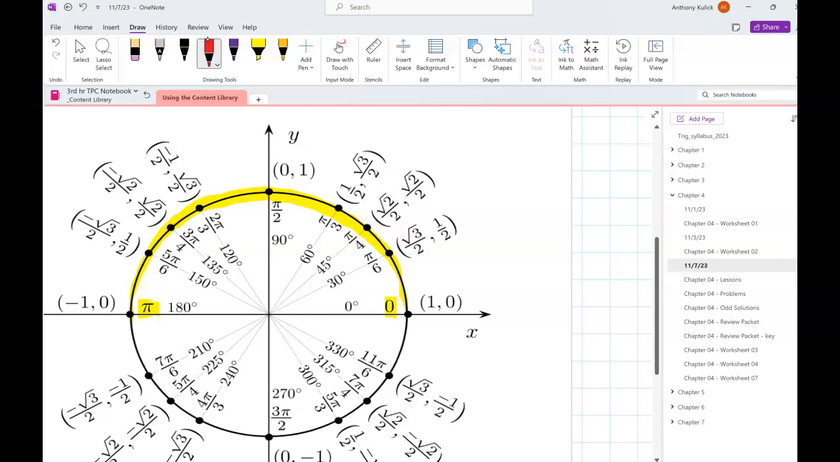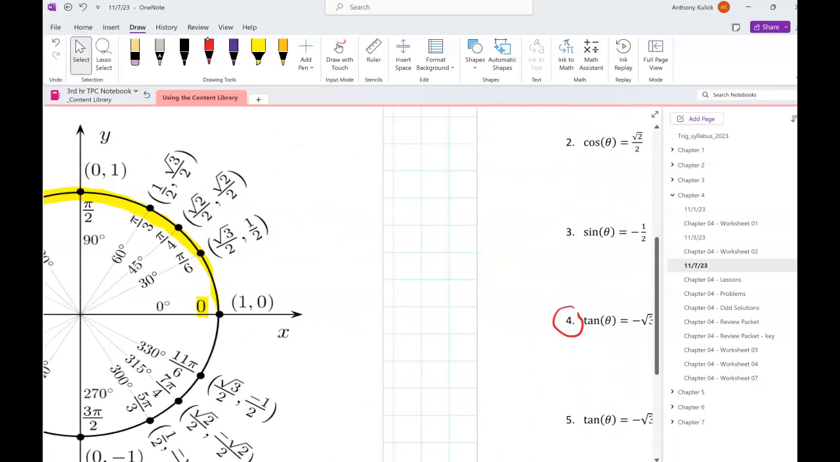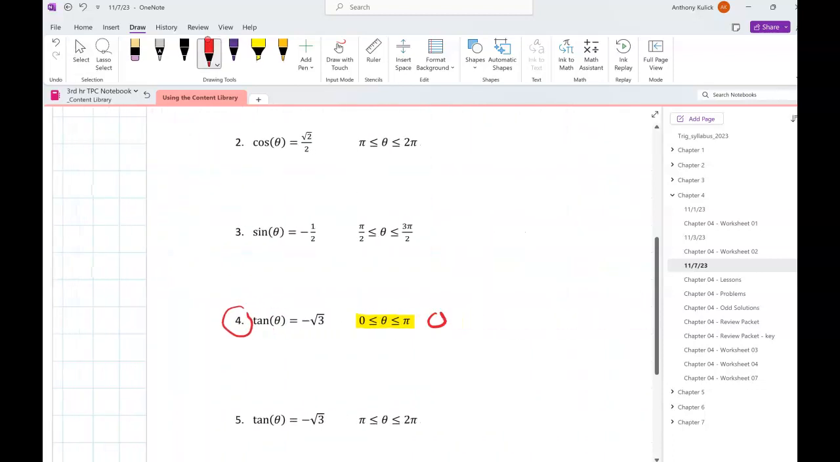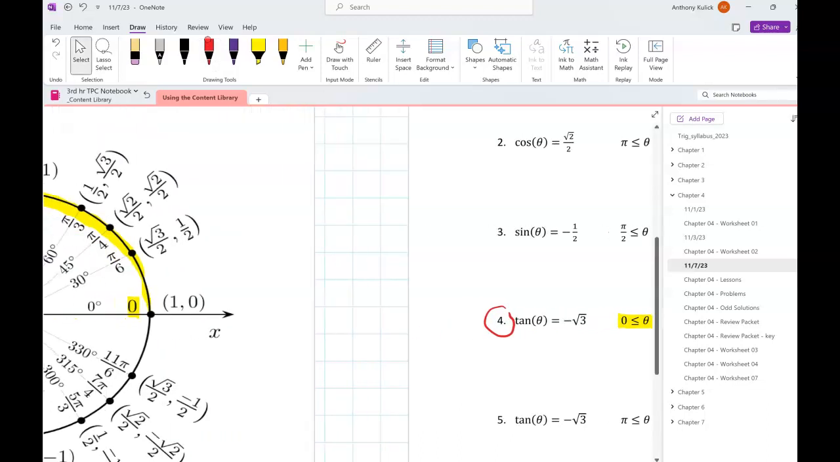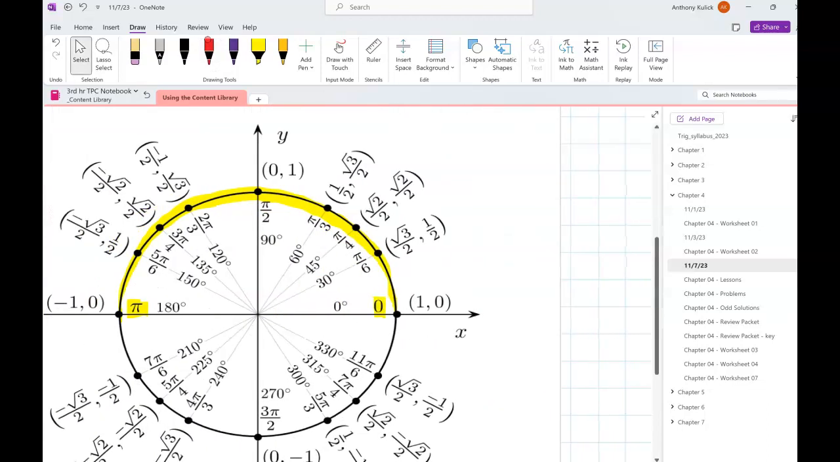So far, so good? Ava? How do you know you're going counterclockwise? Can you just say that? So the interval is between 0 and pi. If I start on my unit circle at 0, and because it's a positive angle, we're talking about 0 to pi, we're going counterclockwise. We're covering everything between 0 and pi, which is all the angles in quadrant 1 and quadrant 2. So far, so good?